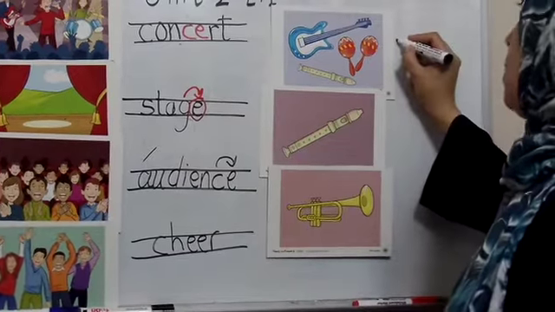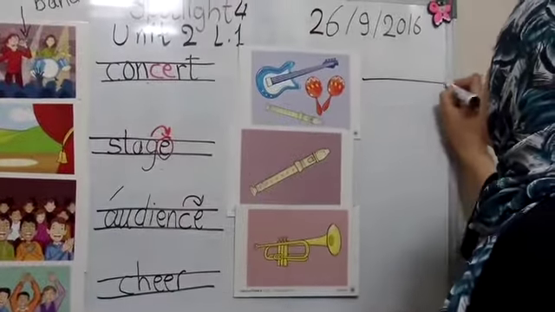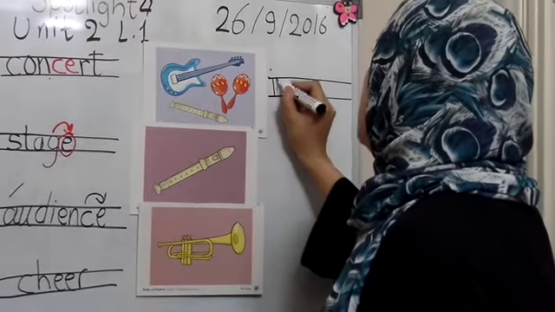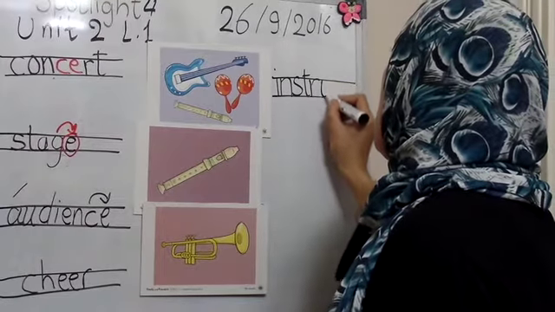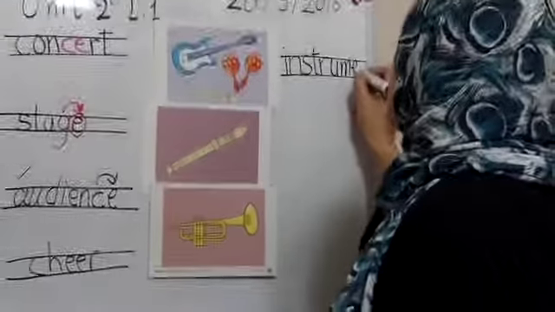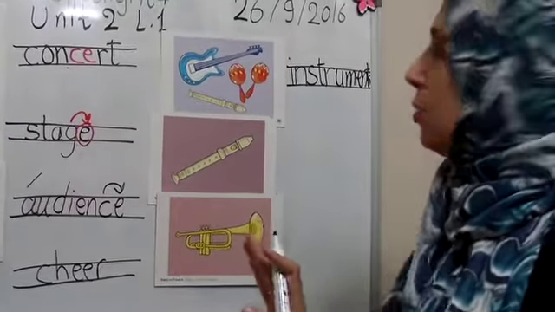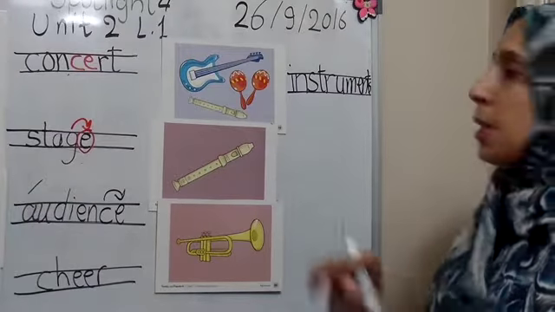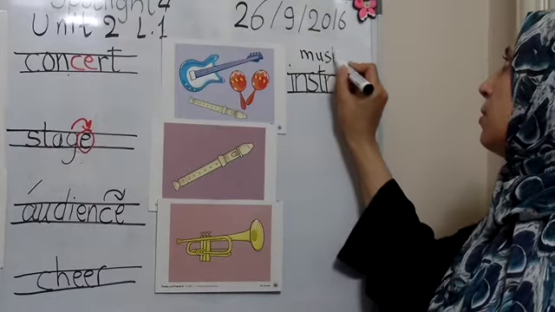And of course, if we have a concert, we have a band playing. The band playing what? Musical instruments. I-N-S-T-R-U-M-E-N-T-S. It's a big word, but it's easy to spell. It has no problem in pronunciation. Instruments. Musical instruments.